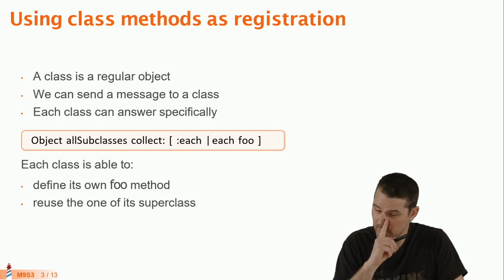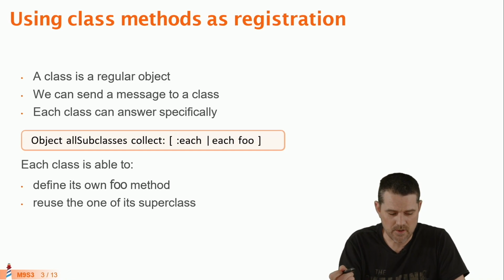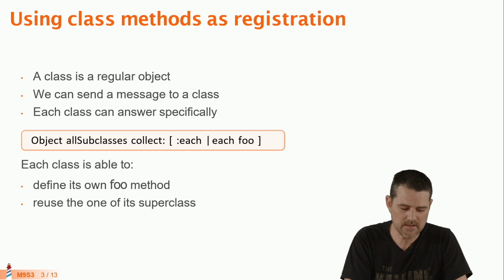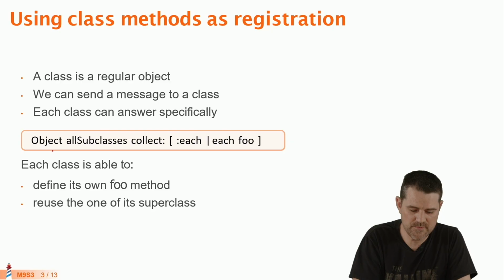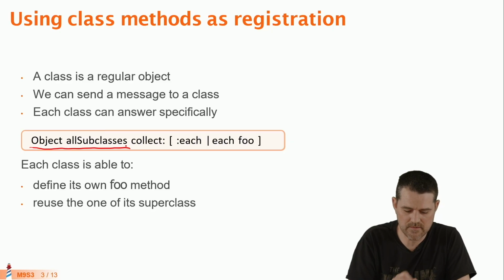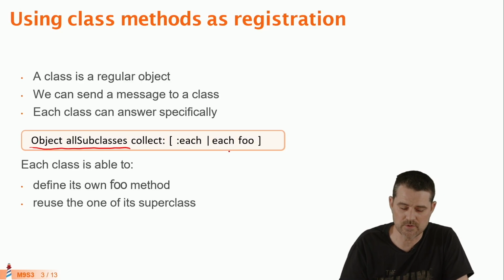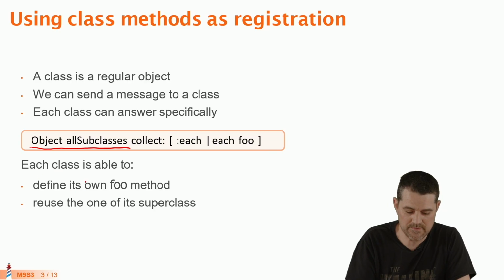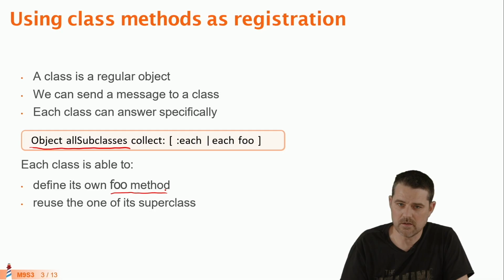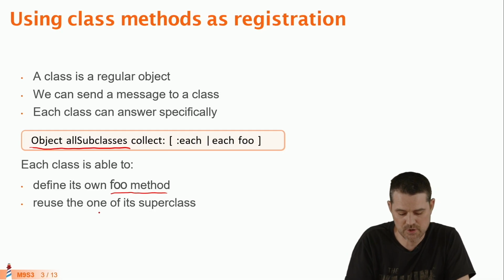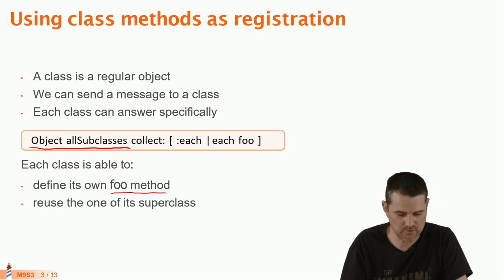So if you remember, before starting, a class is a regular object. We can send messages to classes and each class can answer specifically. We can add new methods on classes. For example, if I do object all subclasses, I will get all subclasses of the object class, and I can collect all classes that can answer to the foo message. And of course, it means that I need to define the foo method on the classes, or it should be inherited to make it work.